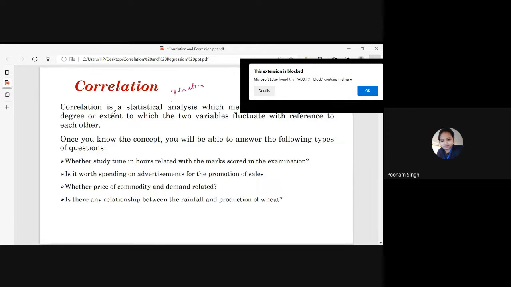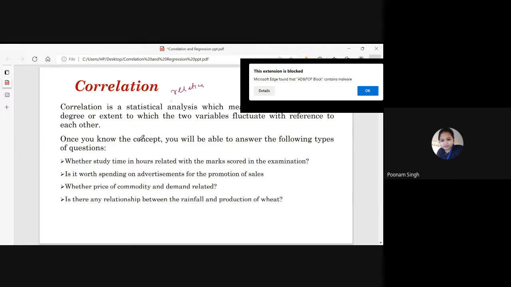If we go to the definition, then correlation is a statistical analysis which measures and analyzes the degree or extent to which the two variables fluctuate with reference to each other. It means if two quantities vary in such a way that movement in one, either upward or downward, is accompanied by movement in another quantity, then we say that the quantities are correlated.